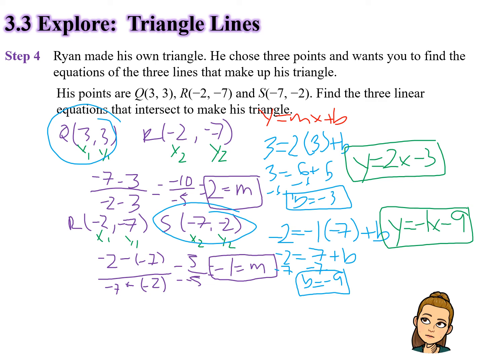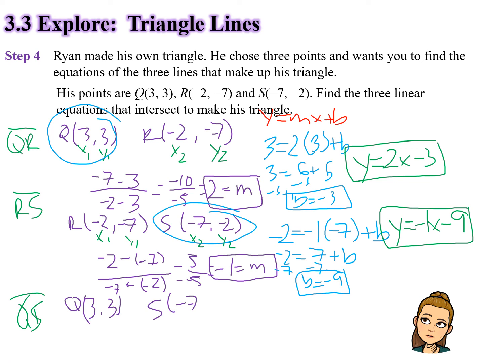So I found the equation of the line for RS. The equation of the line for QR was above, RS is this one, and now I need to find the equation of the line for QS. Again, I'm going to start with my points. I have Q (3, 3) and S (-7, -2). My pieces, x1, y1, x2, y2.